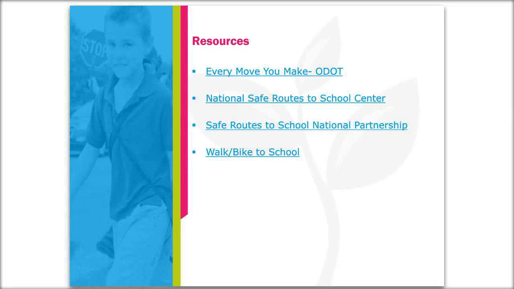And then the last website that we wanted to point out is the Walk Bike to School website. This provides resources if you are hosting a national walk or bicycle to school day. It also encourages you to register your event so that it can be promoted and potentially even win some prizes. So there's lots of great resources on there about how you plan for that event, how you promote it, what things you need to identify, resources.